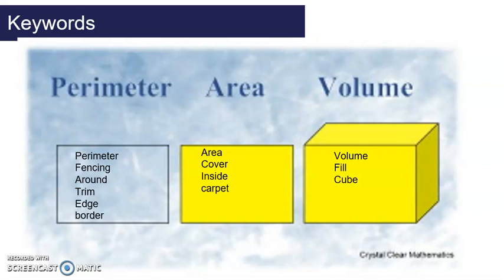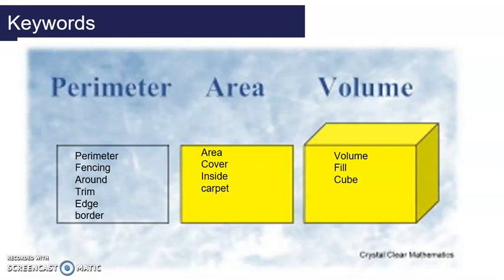Okay, so today we're going to talk about perimeter, area, and volume. For perimeter, some keywords that you'll see in a word problem are perimeter, fencing, around, trim, edge, or border. If you see any of these words, these are a clue to you that you are probably looking at a perimeter problem. For area, you'll see area, cover, inside, carpet.